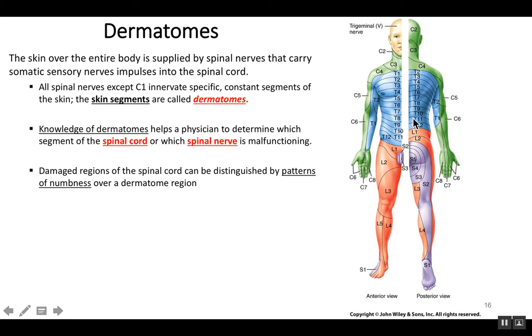So maybe at that point in the spinal cord, the injury occurred and is not allowing sensory transmission up through that injured region. So that gives us a good idea where that injury is, and we can focus in on that area of the spinal cord. So these are dermatomes. Again, very clinically relevant, used by neurologists to assess possible nerve injury, but also spinal cord injury.